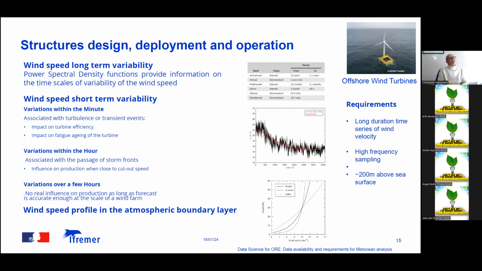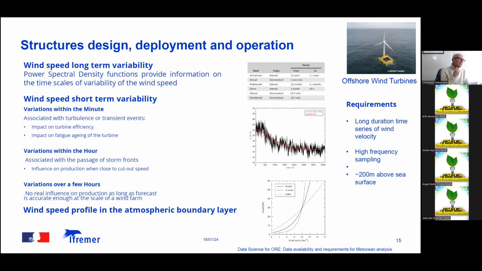Sorry. So regarding the offshore wind turbines, if we look at the wind information, we have power spectral density that gives us information on the long-term variability of the wind. This is what provides information on the interannual and seasonal variability, but it also goes all the way down to periods of 24 hours to 10 hours, so diurnal or semi-diurnal.